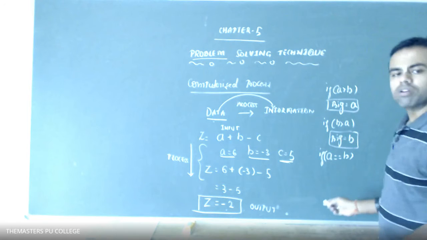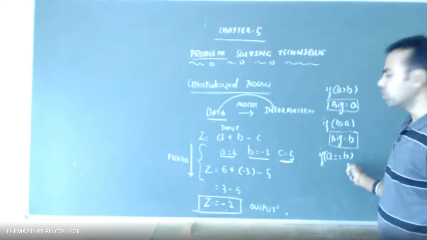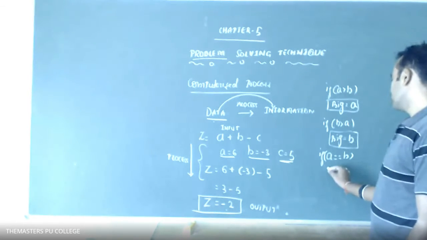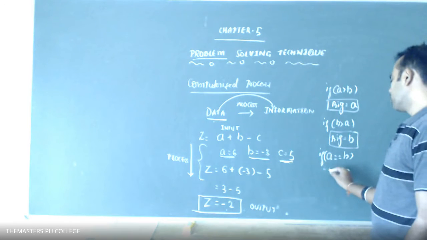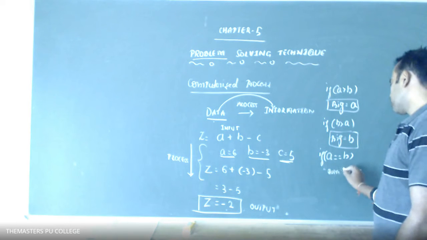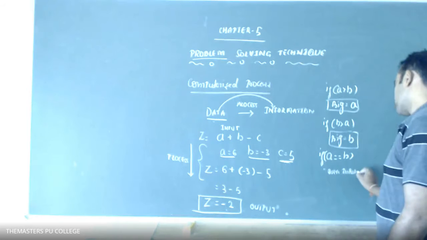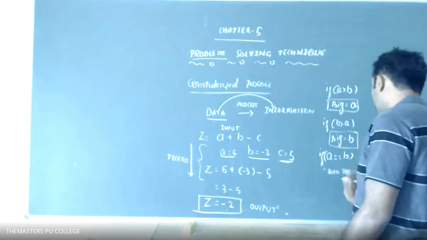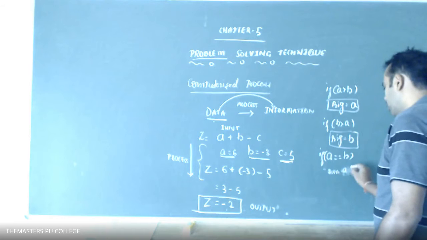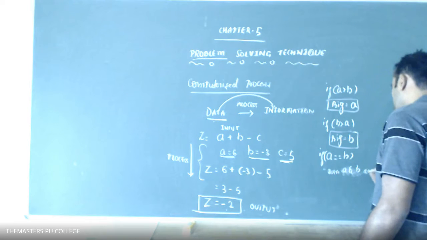One more possibility is a is equal to b. Whatever the output, it will come: both inputs are equal. Otherwise, both a and b are equal. You can say a and b are equal.